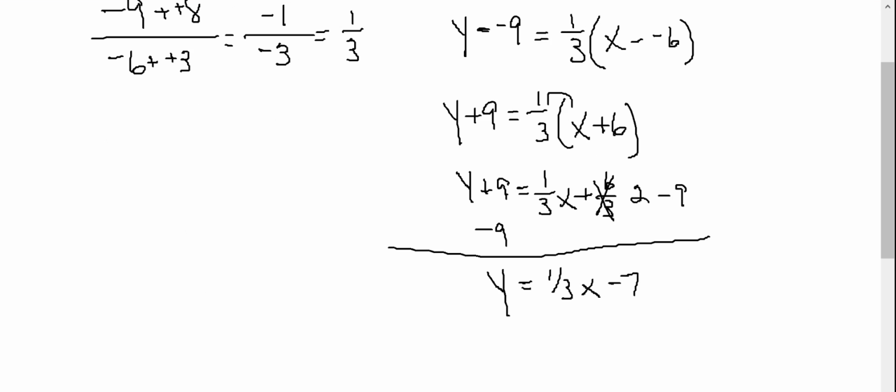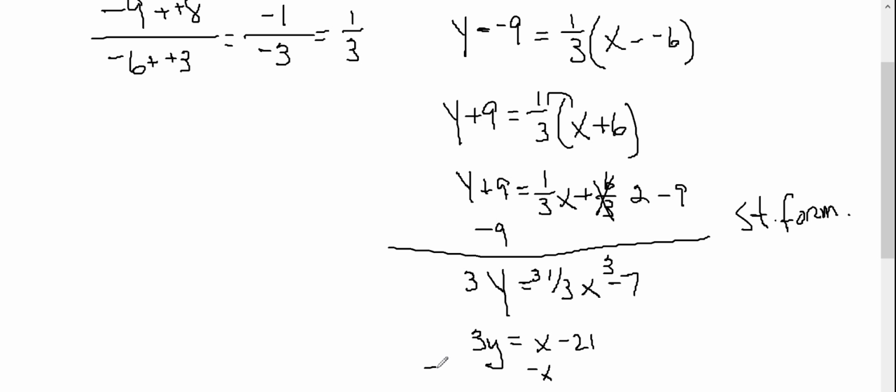I'll scroll down a little bit, because remember I have to write this now in standard form. And how do I do that? I've got a fraction here, so I got to clear the problem of fractions by multiplying everything by 3. And this simplifies now to be 3y equals x minus 21. If I subtract x on both sides now, looks like my solution is going to be negative x plus 3y equals negative 21. And that's my solution here in standard form.